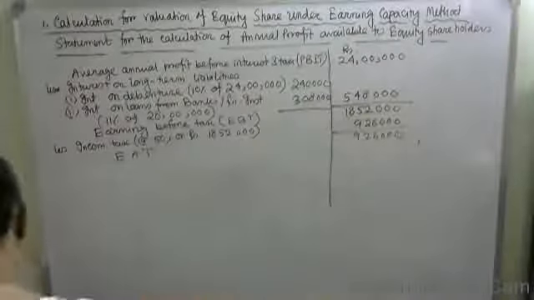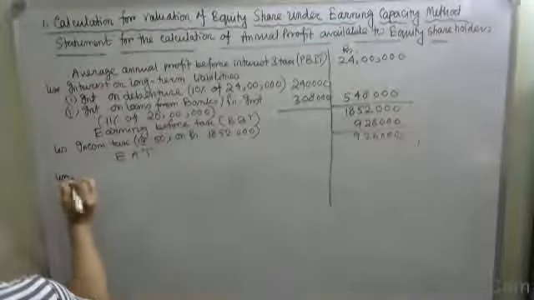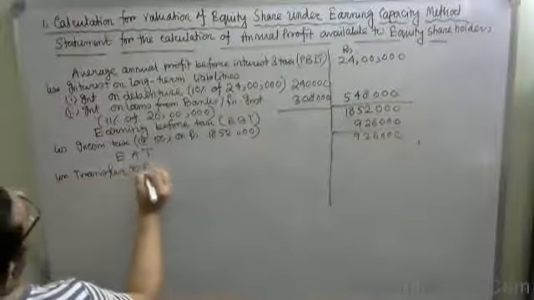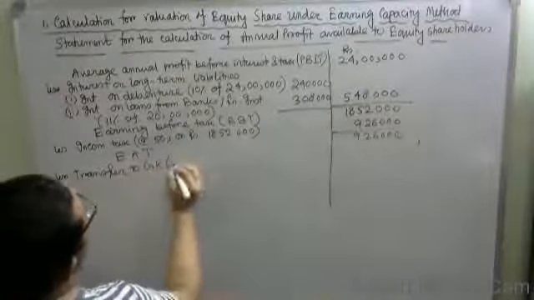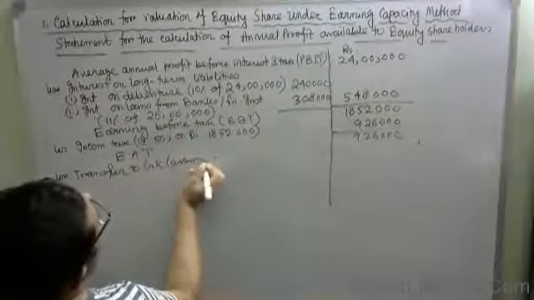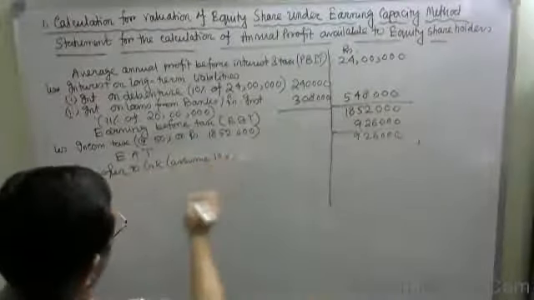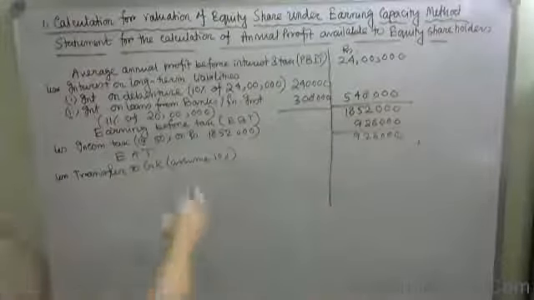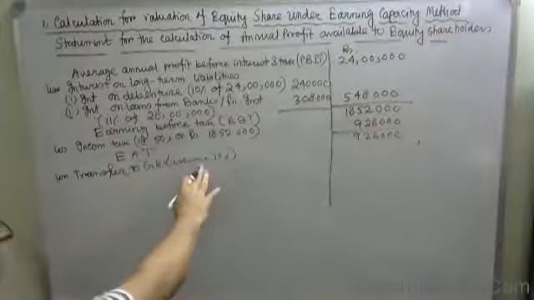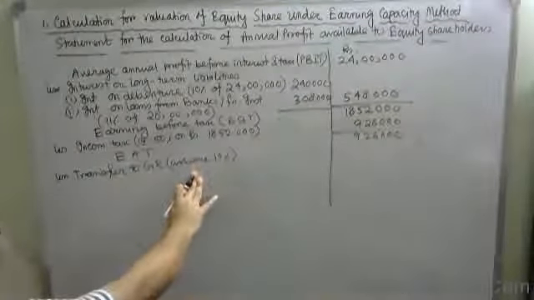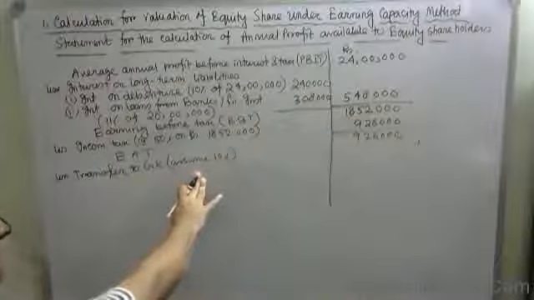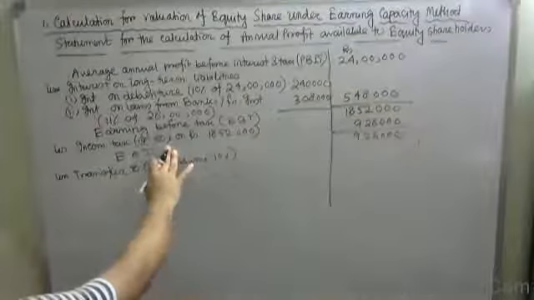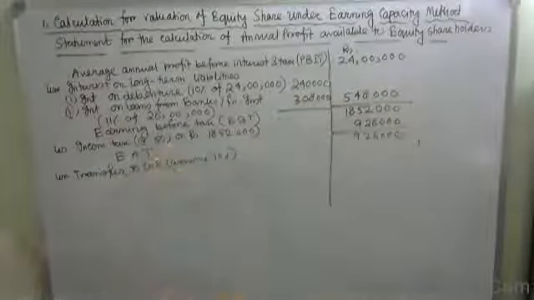Less transfer to general reserve. Assume 10%. We make an assumption of 10%. You should follow the particular provision in respect of the transfer of earning after tax, or profit after tax, to the general reserve.